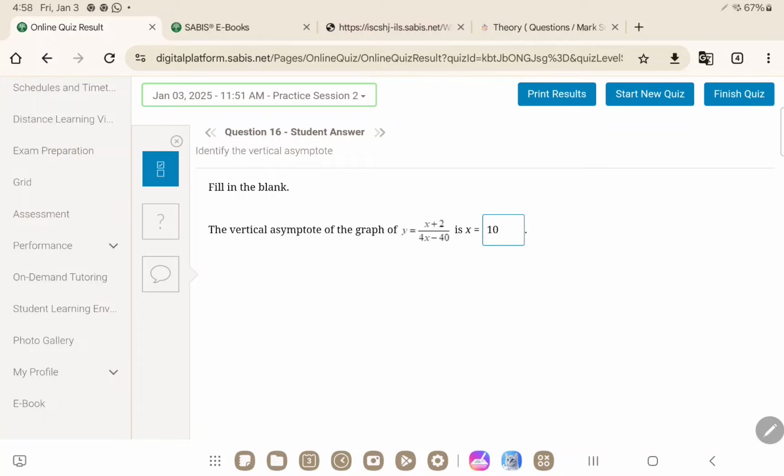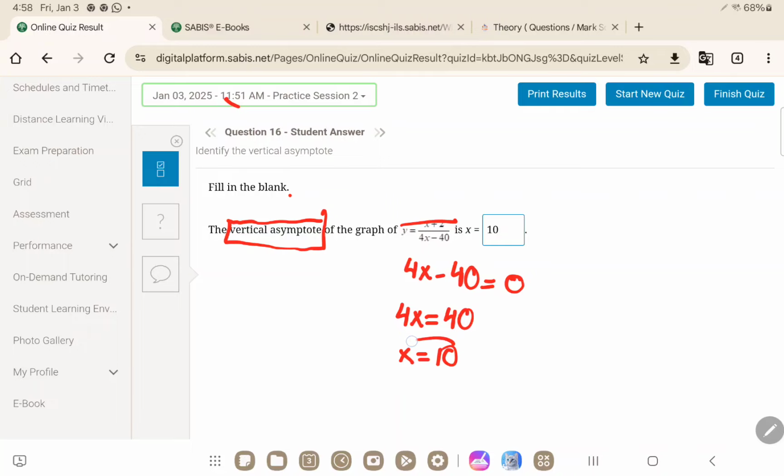Okay, here they want the vertical asymptote. Whenever you see the word vertical asymptote, it means whatever makes your denominator 0. So we forget the numerator exists. Now we need to do 4x minus 40 equals 0. 4x equals 40, x equals 10. And that is your vertical asymptote. Now we move on.